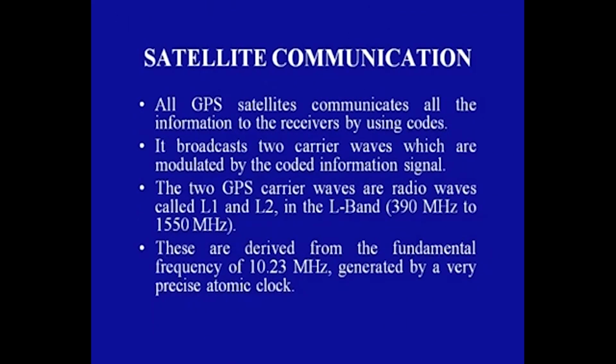All GPS satellites communicate all the information to the receivers by using codes. They broadcast two carrier waves which are modulated by the coded information signal. The two GPS carrier waves are radio waves called L1 and L2 in the L band, that is 390 megahertz to 1550 megahertz. These are derived from the fundamental frequency of 10.23 megahertz generated by a very precise atomic clock. These radio waves travel at the speed of light.